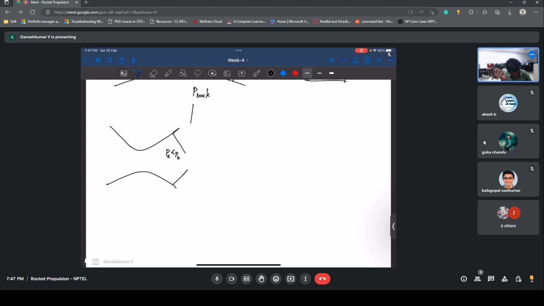When you put a shock wave, this P exit is going to be equal to P back, but you see the flow has changed, right? So now, since you put a shock wave, the flow is going to be going like this. This is the central line, right? So this is the nozzle.